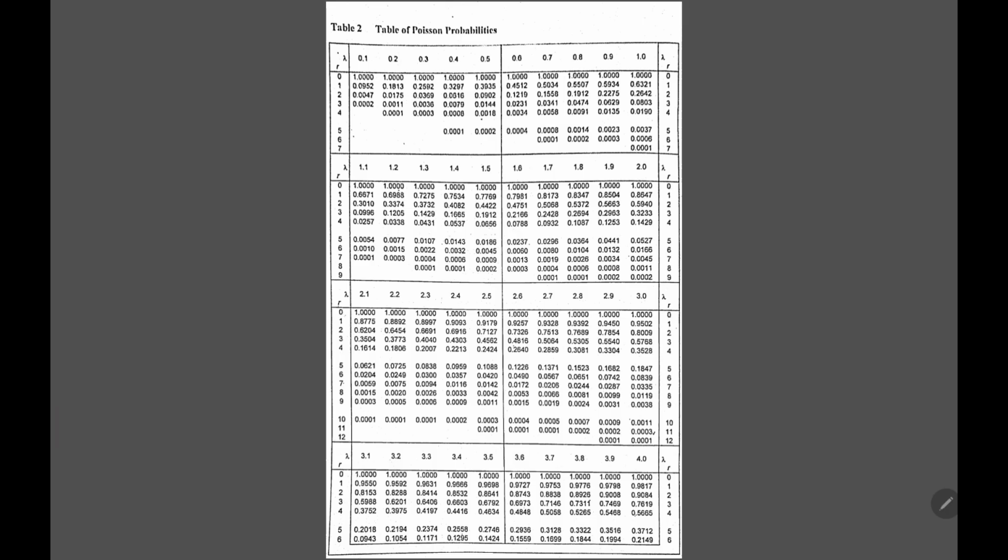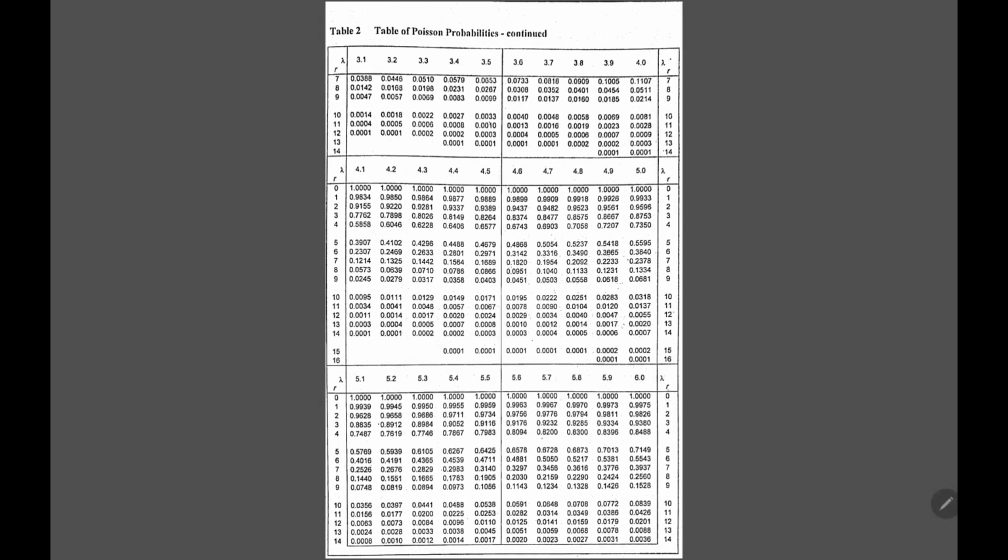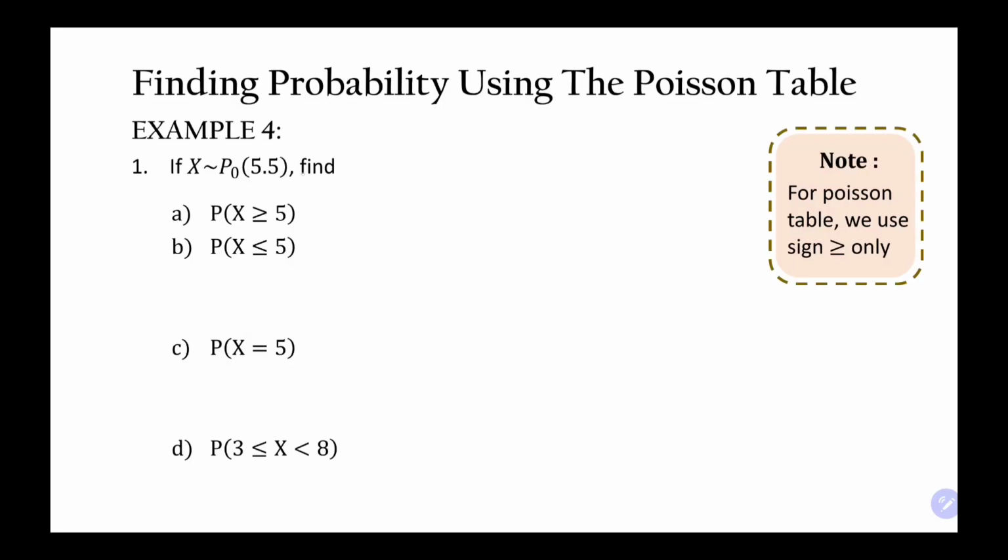So we find lambda 5.5. The first page doesn't have lambda 5.5, so we go to the next page. Here we have lambda 5.5, and our question is X greater than or equal to 5, so our r is 5. Our value is 0.6425. So we copy the answer here, 0.6425.